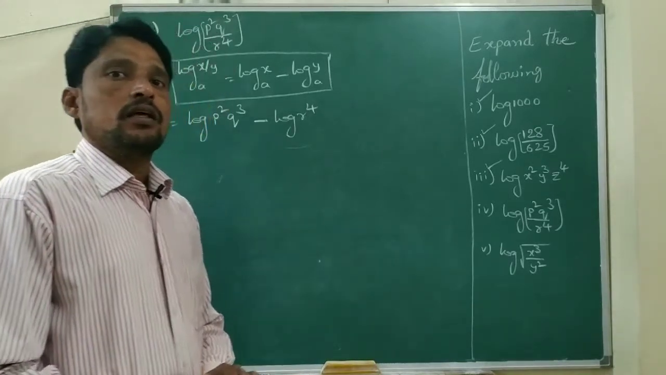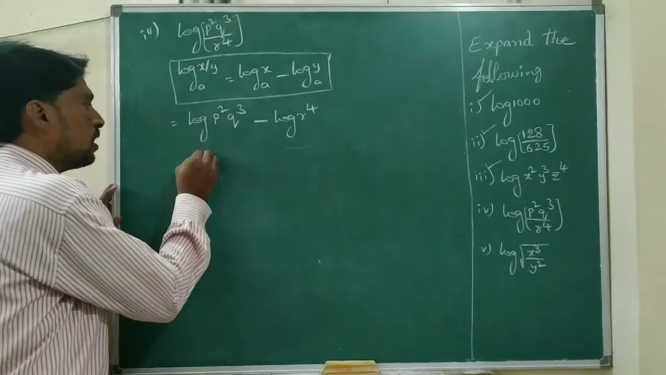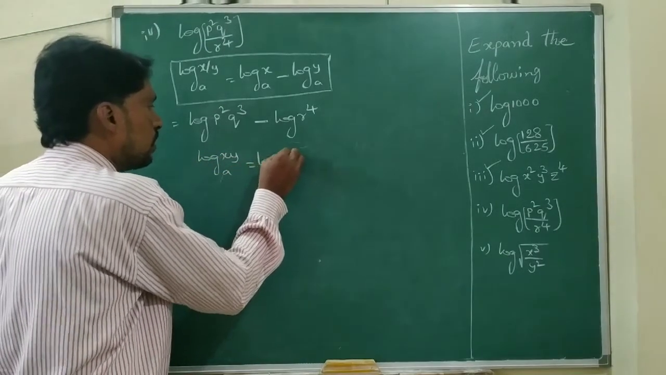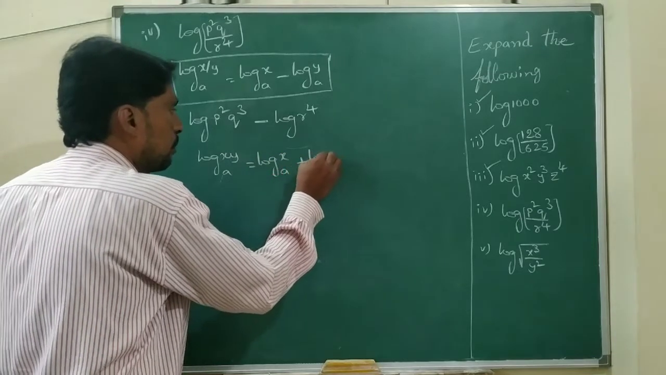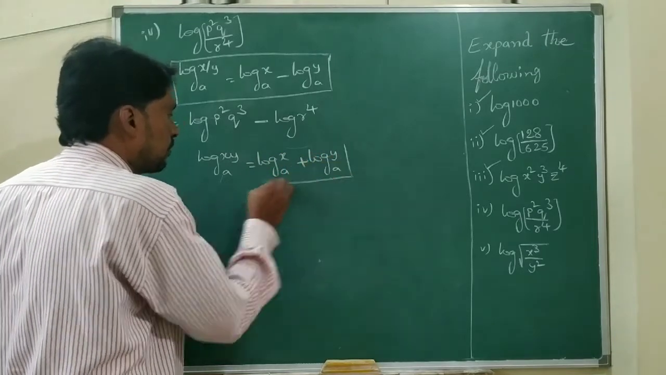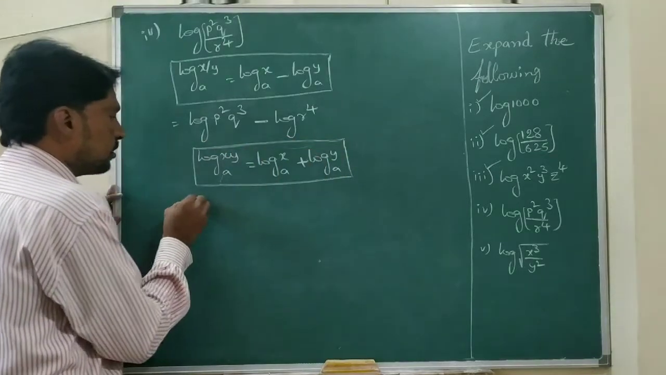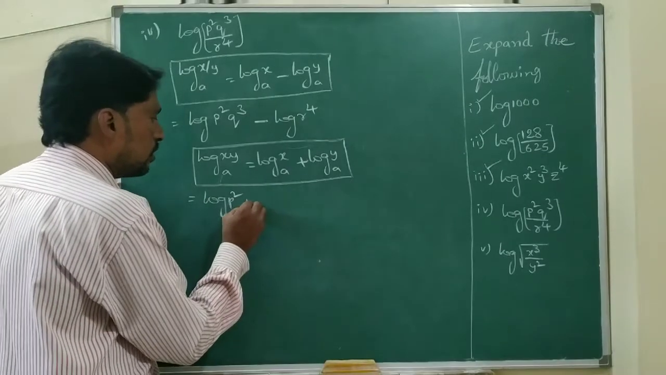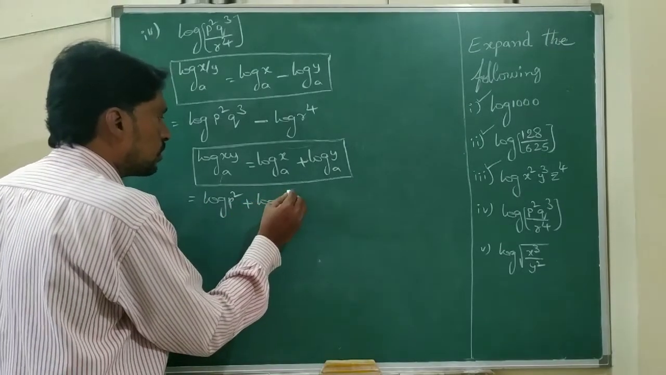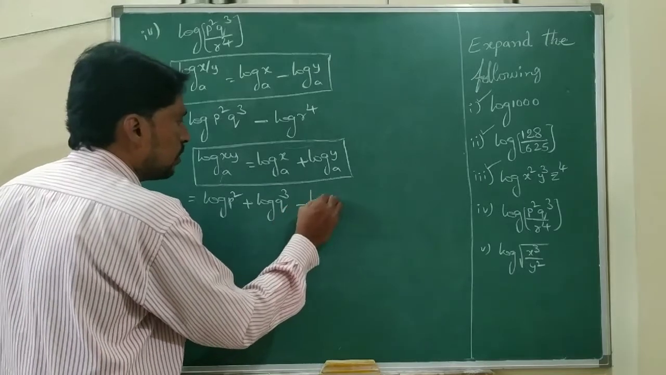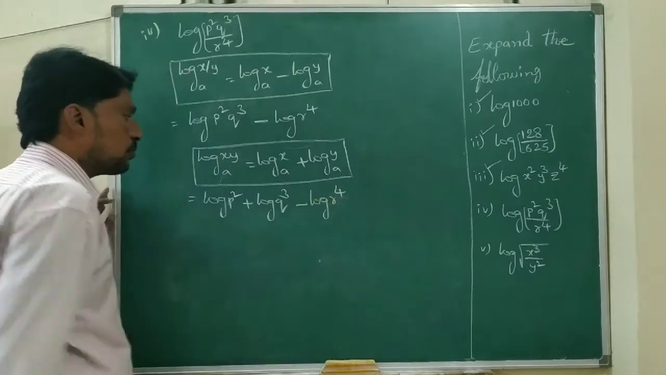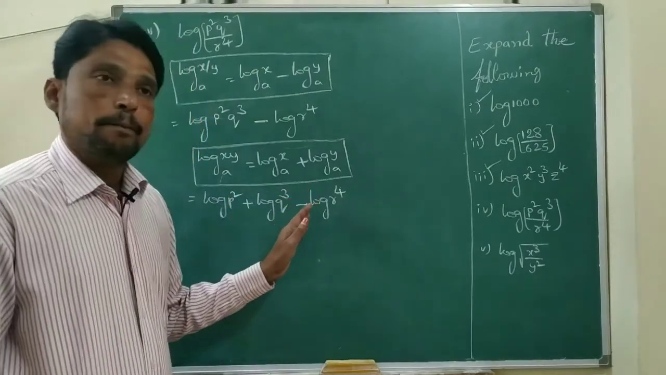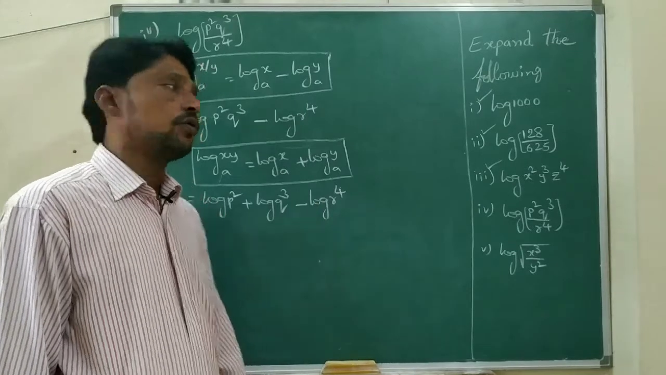Yes, that is the product rule. So log xy to the base a equals log x to the base a plus log y to the base a. That equals log p square plus log q cube minus log r power 4.